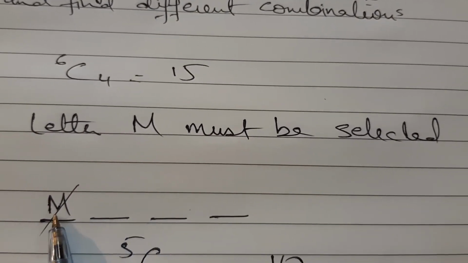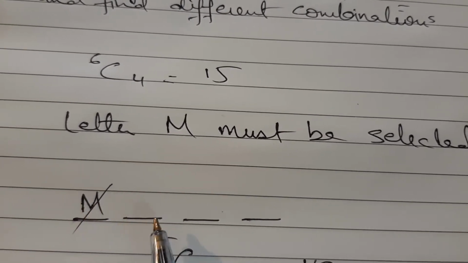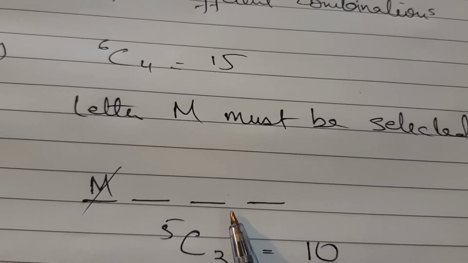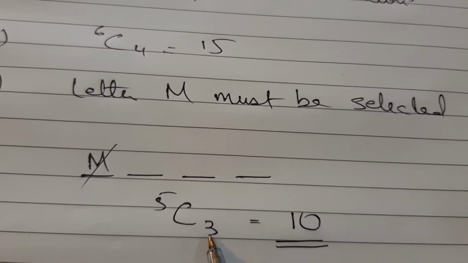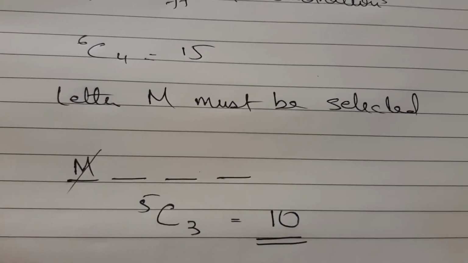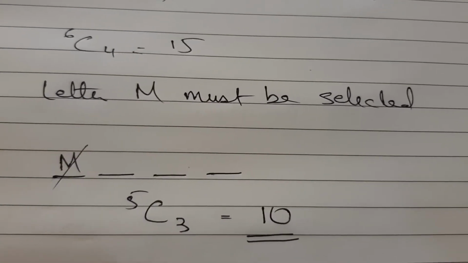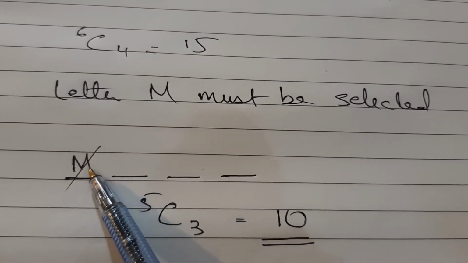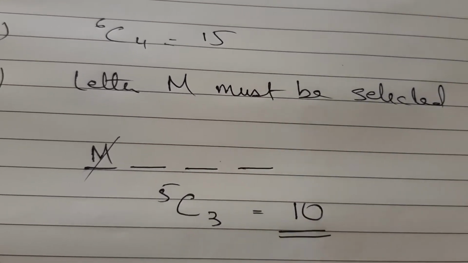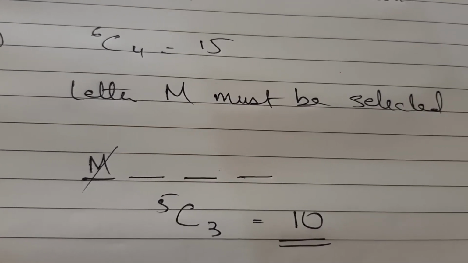Suppose there are 1, 2, 3, 4. So M is selected, and so the remaining 3 letters I have to select from the remaining 5 letters. So 5C3. Let me tell you again here if you are making a mistake. In the earlier part, when the question was saying the arrangement starts with M, we put it here and fix it, and then we use P for the remaining, right? We use 5P4.